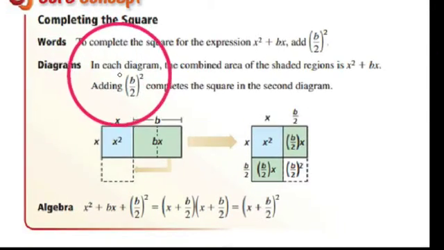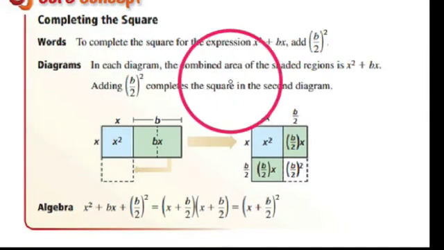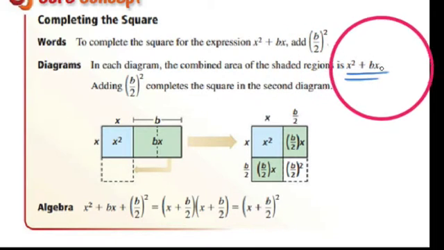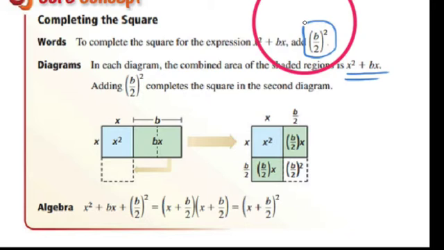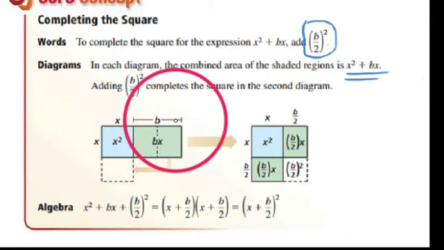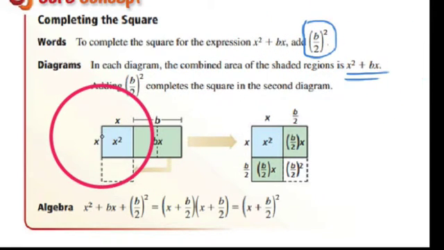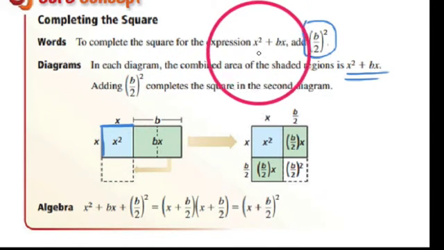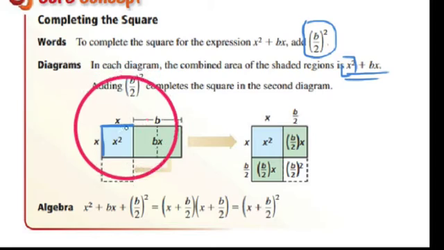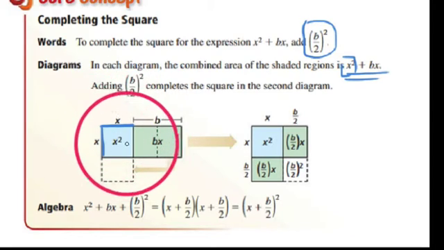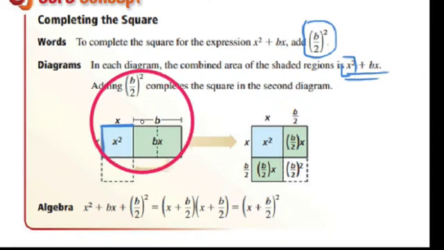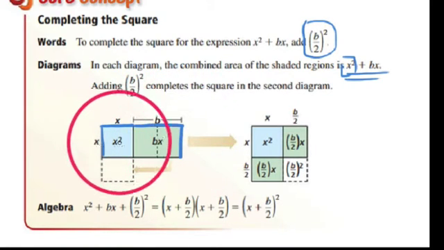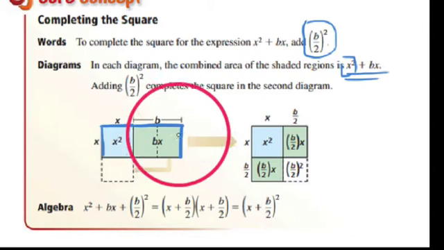The reason why is because we see down here it says in each diagram the combined area of the shaded regions is x squared plus bx. So far we haven't added on this b halves squared part to make it a perfect square. But you'll see here we have some x squared, which is our x squared part of this expression. So x times x is this x squared area. And then we're adding on b times x, where b is just this length here, and x is still the same width that we had on the square here. So it's a b by x area.